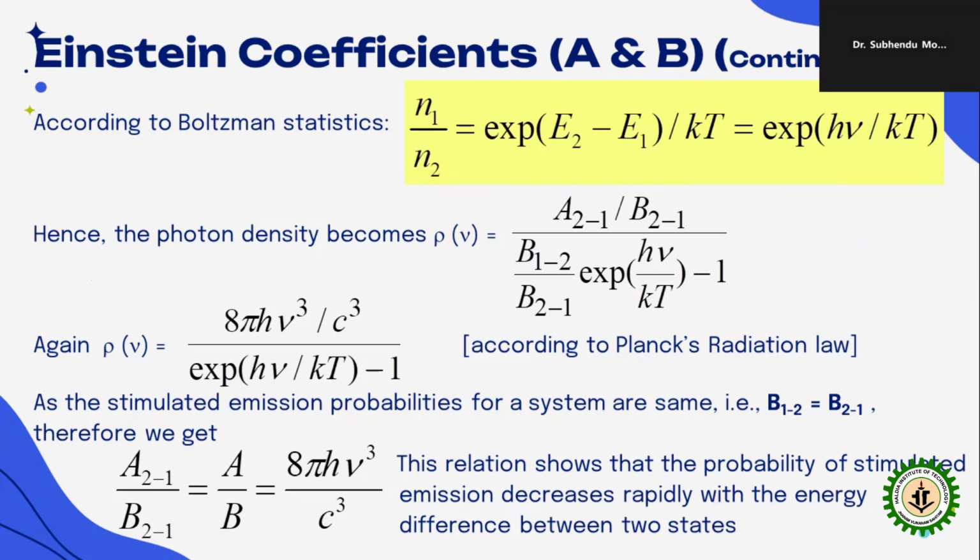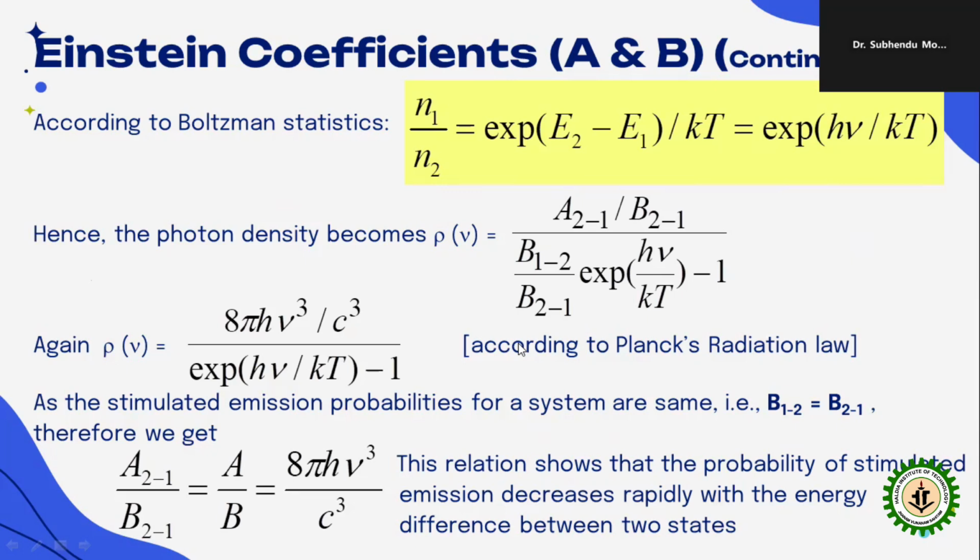Putting this value of N1 by N2 in this equation, we get that rho nu is equal to A21 divided by B21 and the whole divided by B12 by B21 into exponential h nu by kT minus 1. Such a situation is achieved in a thermal equilibrium condition for a quantum system.